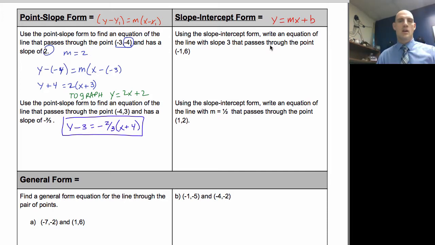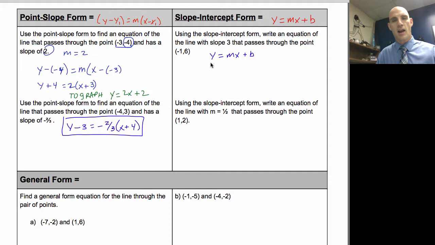So there we go. Slope-intercept form. Write an equation of the line with a slope of 3 that passes through the point (-1, 6). There are two ways to do this. I'm going to show you one way and then the next way. So the first way is to start with our equation. So y equals m times x plus b.